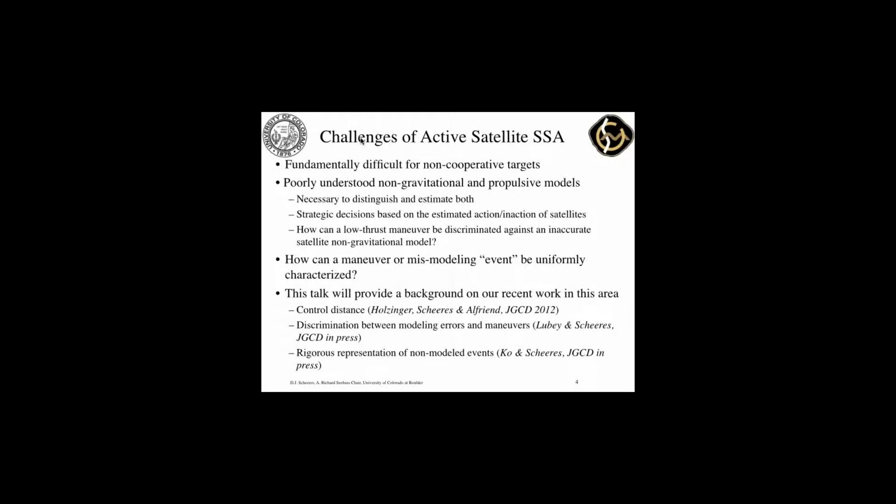So what I'm going to talk about today, and I'll talk about it at a relatively high level, although it is a bit mathematical, so I will be flying through some equations, are three different concepts that we've been working on over the last few years in this area of space situational awareness. The first is a concept called the control distance that we've developed in order to measure whether or not an object is potentially maneuvering or if it has some systematic model error associated with it. Another one is a method that we've developed using the control distance to discriminate between modeling errors and maneuvers. And then finally, a few slides about rigorous representation of non-modeled events.